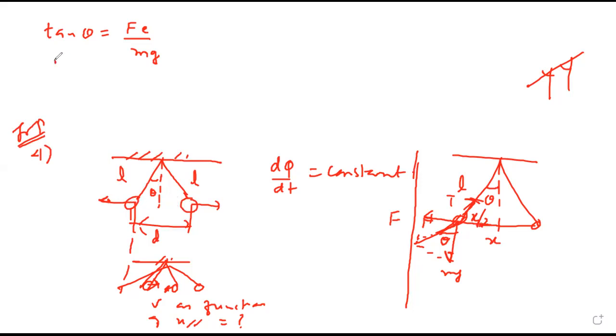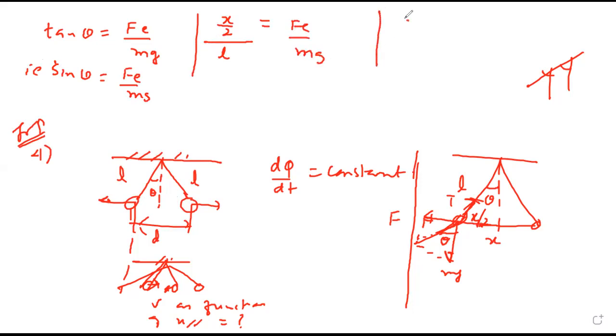For small angle, tan theta is same as sine theta, which is electrical force upon mg. Now sine theta, if I take, it is opposite side x by 2 divided by hypotenuse L, equal to electrical force upon mg. So I can say x upon 2L is electrical force upon mg. Electrical force you can write 1 upon 4 pi epsilon, we can write k, charge is same, q. So k q square upon distance, which is x square, divided by mg.